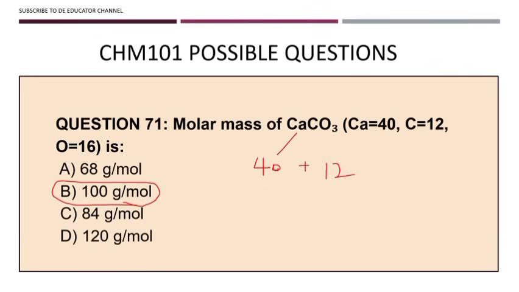Then this is O3. What is O? 16. And O is 3, so that is 16 times 3. And 16 times 3 is equal to 48, right? So by the time you add all of this, you get 100. So please, if you see molar mass in your exam, be very, very happy because it's very simple to calculate.